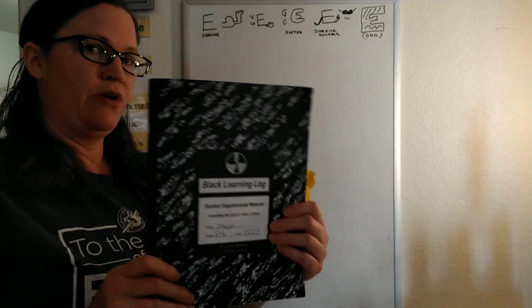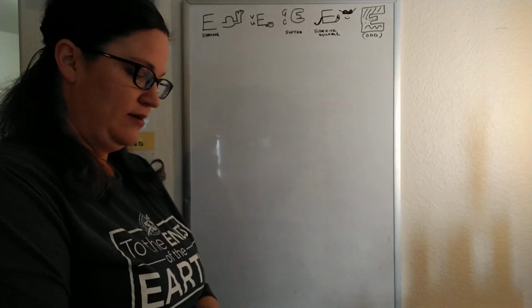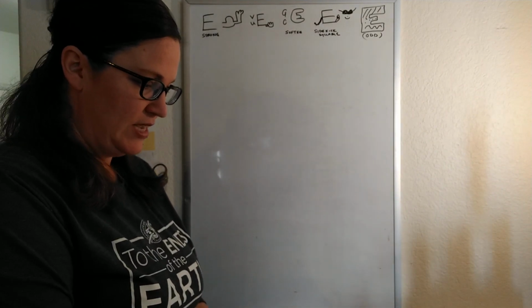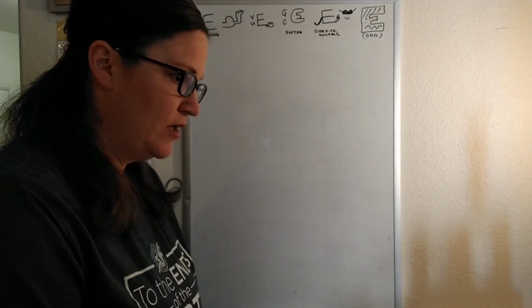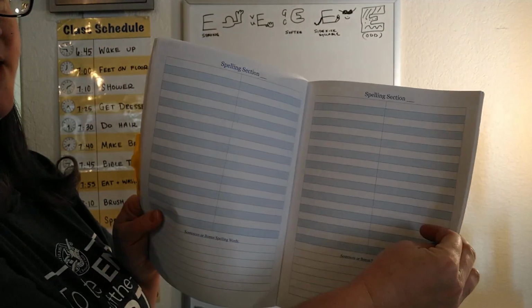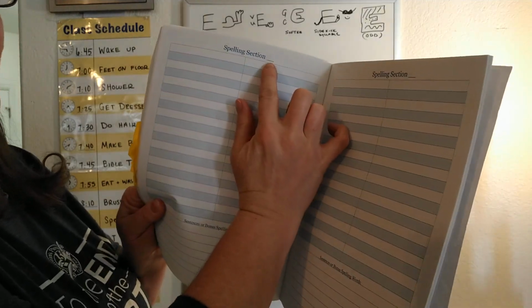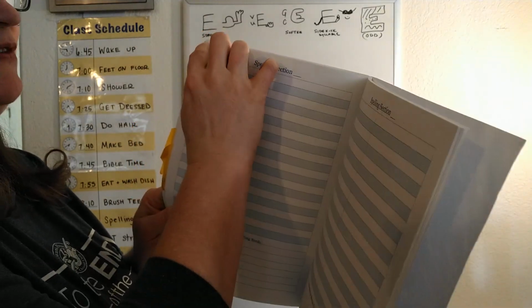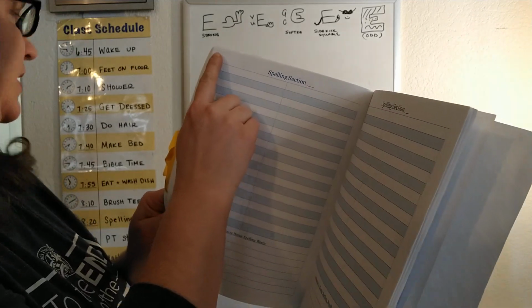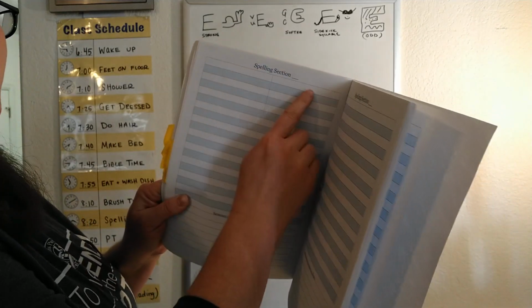All right, so now we are in the Black Learning Log. If you're still numbering, because once you get up to spelling sections, they stop numbering. So we finished E yesterday. We are on the next blank section. Go ahead and write F, spelling F. And then if you want to number your page, it is B45. So B45 and then F.